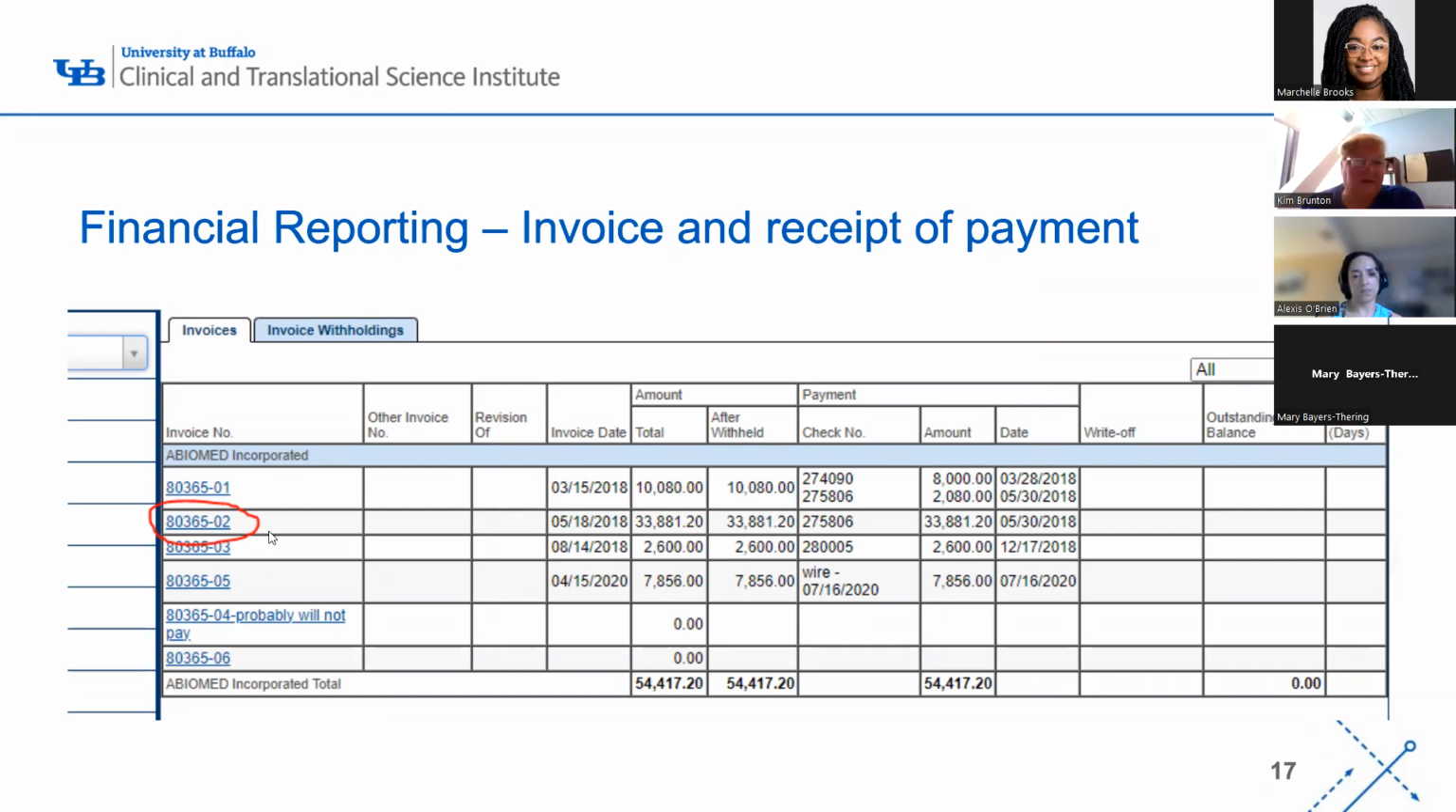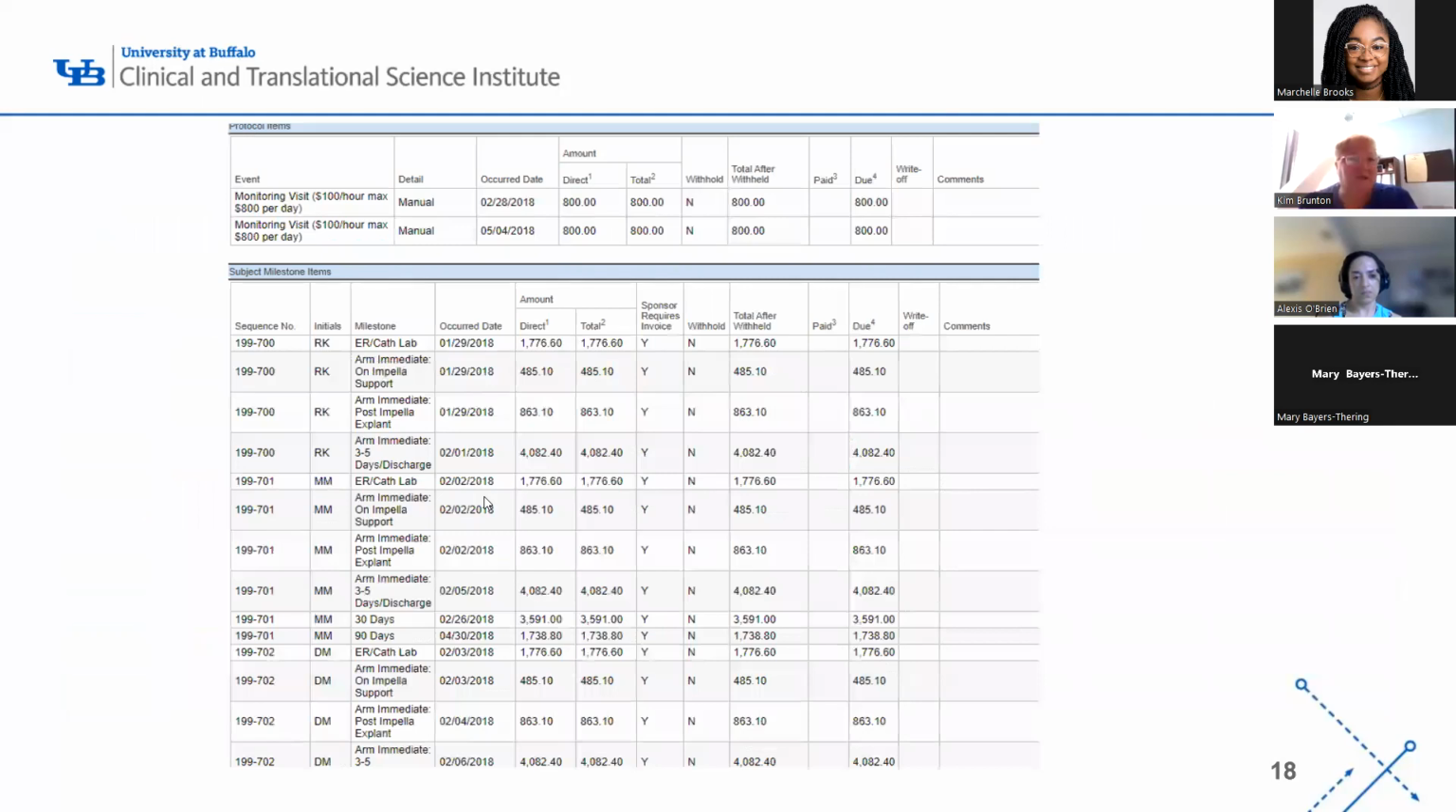This is the invoice number. How do I know what that 33,000 entailed? So again, hyperlinks are very important. If you click on the hyperlink, you will get the detail for that individual invoice. So you can do this with each invoice as well. Again, this is the level of granularity that we can get to and that we can report to you.